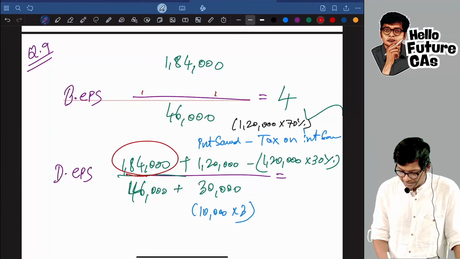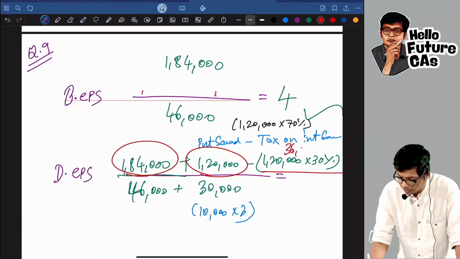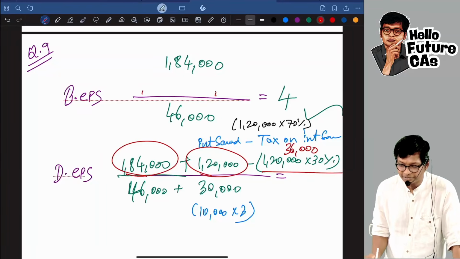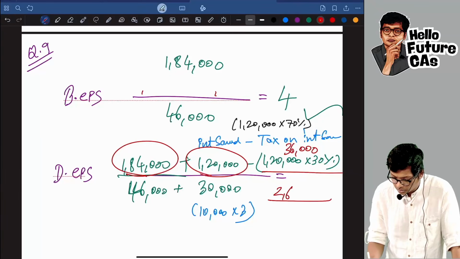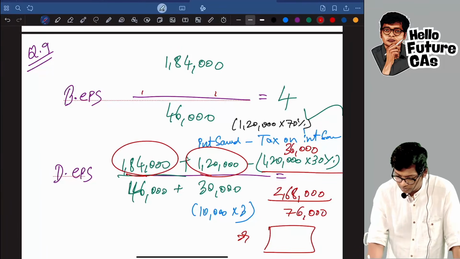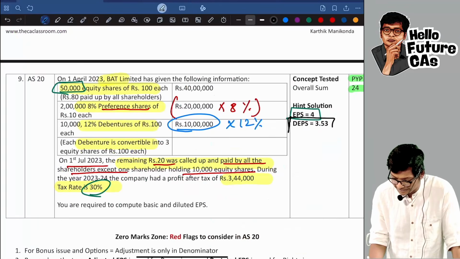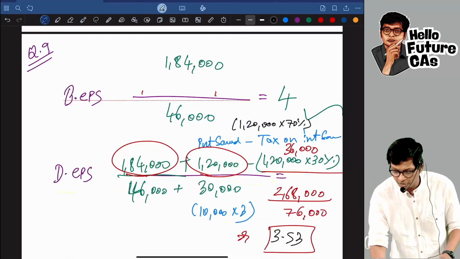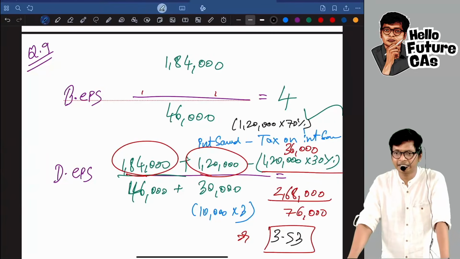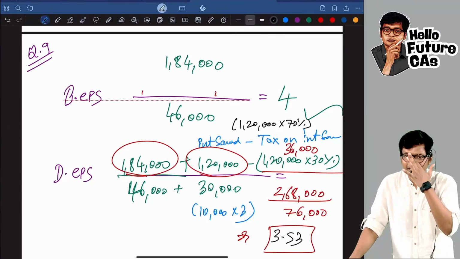Now, if you do this breakup, how much are you getting? So 1 lakh 84 plus 1 lakh 20 minus 36,000, divided by 76,000. So numerator is going to be 2 lakh 68,000. Denominator is going to be 76,000. Therefore my answer, 3.53, is my diluted EPS. Is it correct, guys? Excellent. 3.53 is what we got. That is what the answer also is here. I hope all of you understood now, guys. Proper exam sum for 5 marks with all the adjustments.